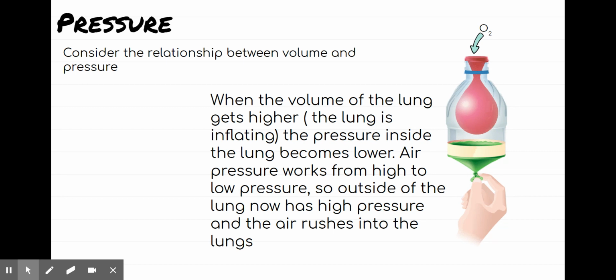Air pressure is pretty awesome. It works from an area of high pressure to an area of low pressure. So outside the lung, where the oxygen is hanging out in that picture, is now an area of very high pressure. So what ends up happening is air wants to move from an area of high pressure to low pressure. So it rushes inside the lung due to the changing of the pressures. Please make sure you draw this picture in box A of your notes.